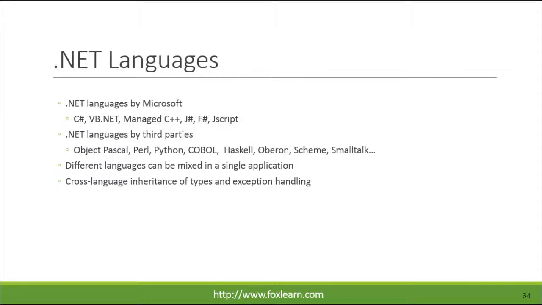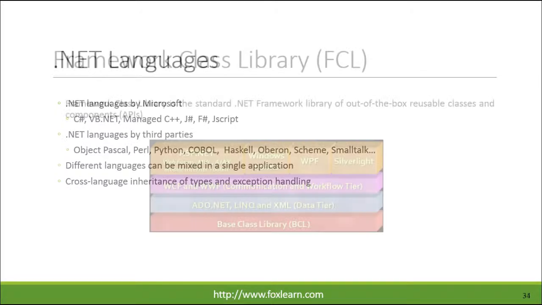.NET languages by Microsoft. C#, VB.NET, Managed C++, J#, F#, JScript. .NET languages by third parties. Object Pascal, Perl, Python, COBOL, Haskell, Oberon, Scheme, Smalltalk. Different languages can be mixed in a single application. Cross-language inheritance of types and exception handling.